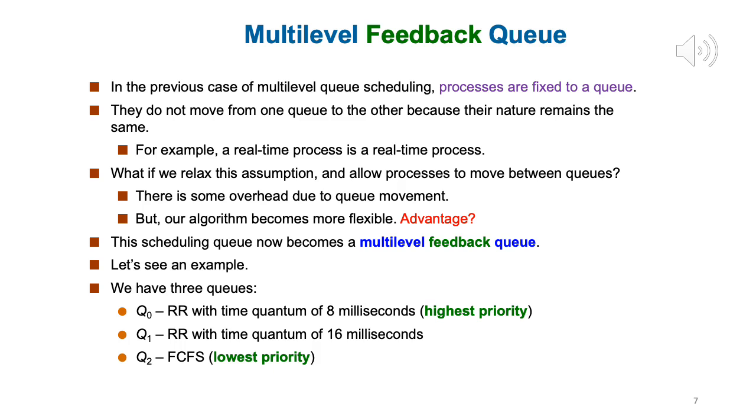So we have 3 queues: Q0 using round robin with time quantum 8 milliseconds, Q1 round robin with time quantum 16 milliseconds, Q2 FCFS, first come first serve. Among these queues we say which one has the highest priority, generally the top one, Q0. Which one has the lowest priority, Q2. Middle one, Q1. Okay. So this is the system we have.